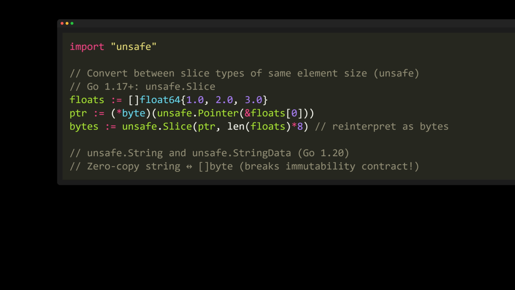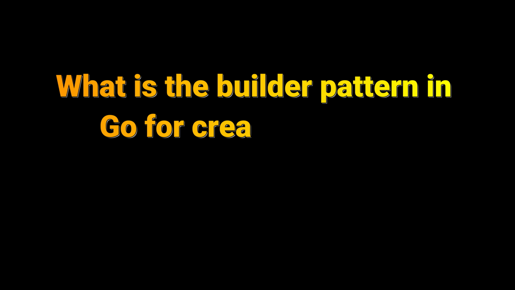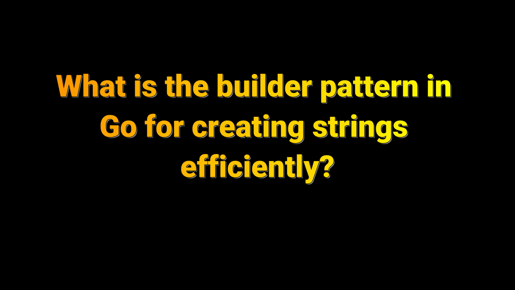However, these tricks break Go's safety rules. Strings are meant to be immutable, but these operations can change them. You should only use these techniques when performance is critical and you fully understand the risks. Question: what is the builder pattern in Go for creating strings efficiently?